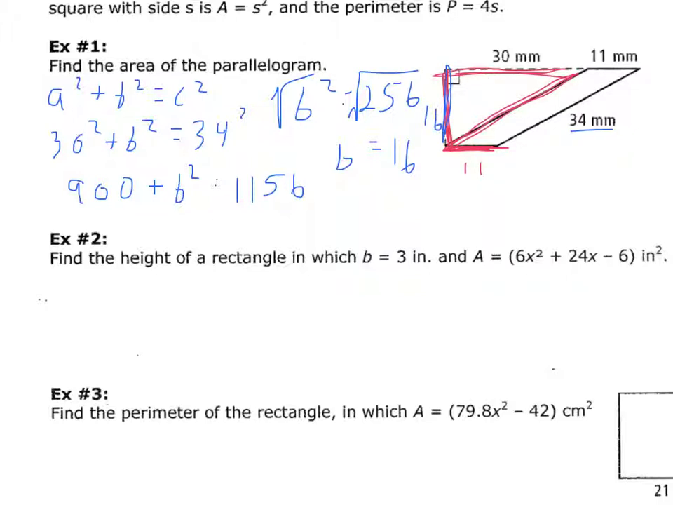Okay, so you know that the height of this triangle is 16. Since we know the base and we know the height, our height is 16, our base is 11, you can multiply those together, and we know that our area is 176 millimeters squared. Okay, those units at the end are very important. So that is our example number 1.